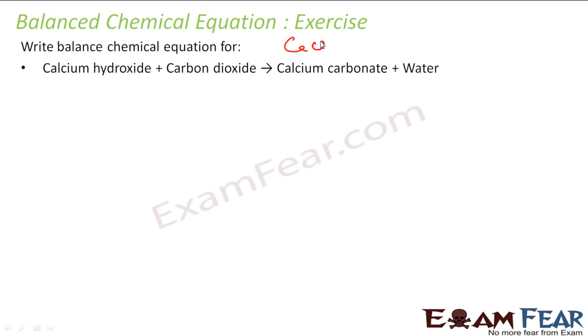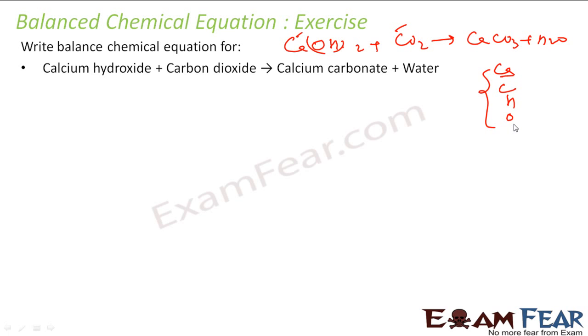There is calcium hydroxide, that is Ca(OH)2, plus carbon dioxide CO2 gives calcium carbonate CaCO3 plus water. Let's again balance this. The OH part is not there as a separate compound here, so we'll first take calcium, then carbon, then hydrogen and oxygen. Correct? Makes sense?